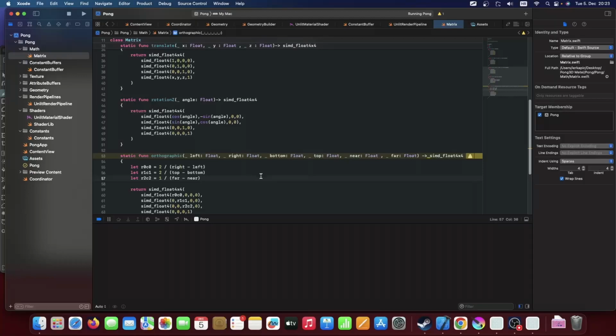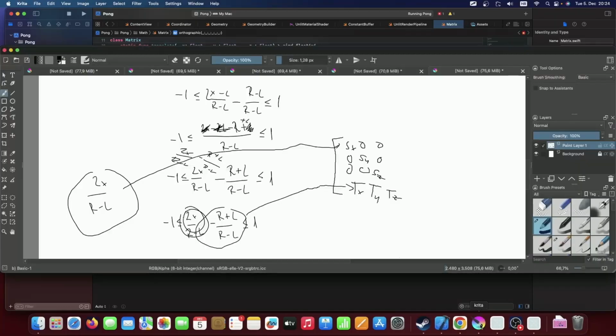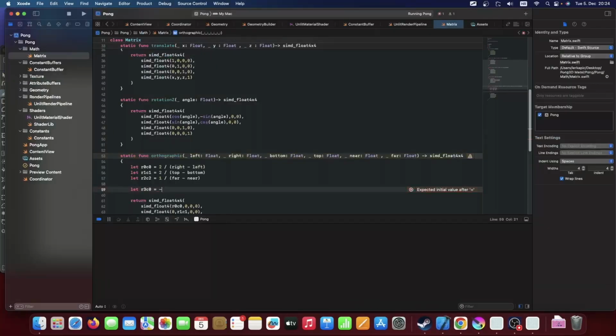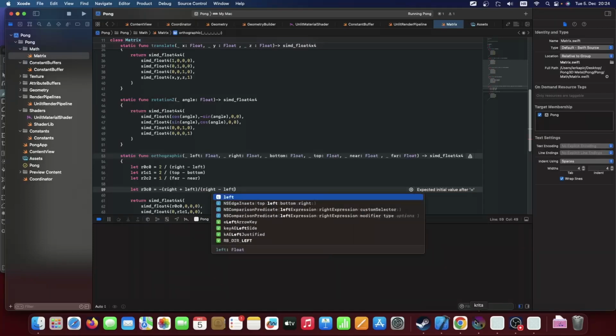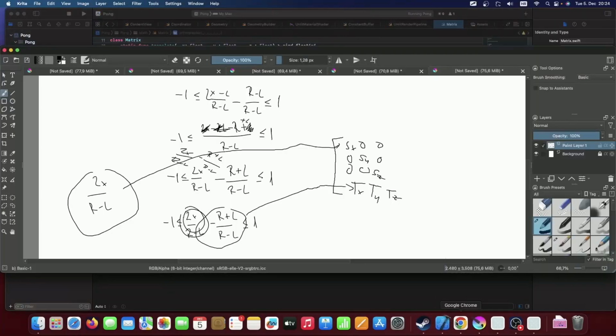So sorry about this. Let's just say L is, now we're in row 3, C0. So what was it? How did I solve it? It was minus right plus left over right minus left. So let's just add it. Minus right plus left over right minus left. If I'm not mistaken, I'm not. Good.